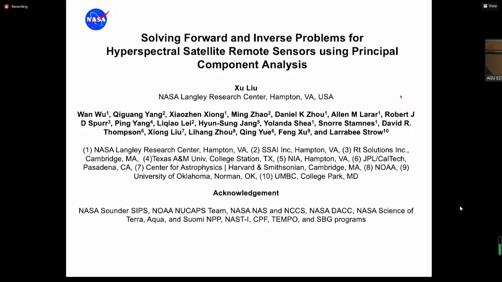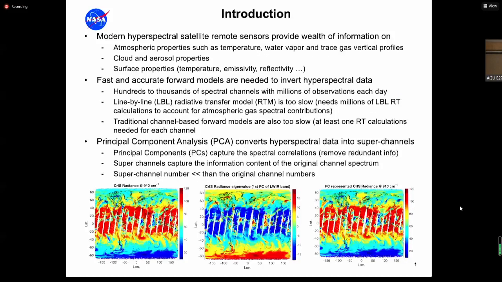First of all, I would like to thank a lot of people who have contributed to this work. It's work of the past decade or two, actually. I just want to say that hyperspectral sensors have hundreds to thousands or even tens of thousands of spectral channels. So there is a lot of information content in one spectrum, but computationally it's very difficult to do the full radiative transfer model calculation. And also for the inversion, the dimensionality is too big. So we need to think about how to do that.